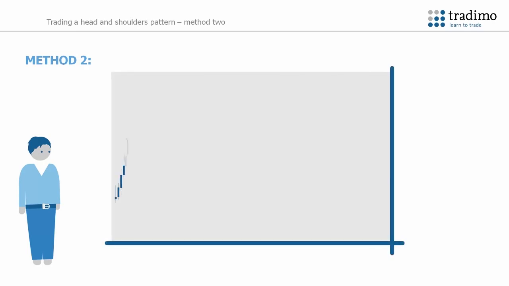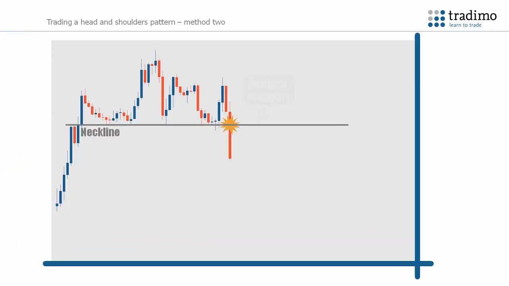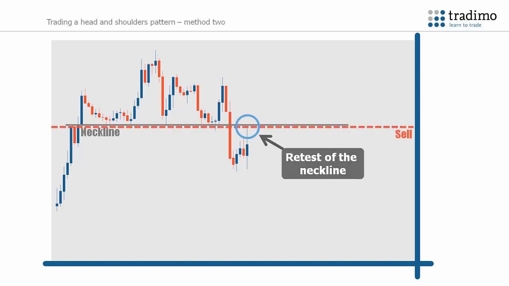Another way to trade the Head and Shoulders pattern is to wait for price to break and close below the neckline, as in the first example. This is noted as broken support. However, instead of entering after the close of the candle, look for the price to retest the neckline before selling, as this level is now seen as resistance by many traders.